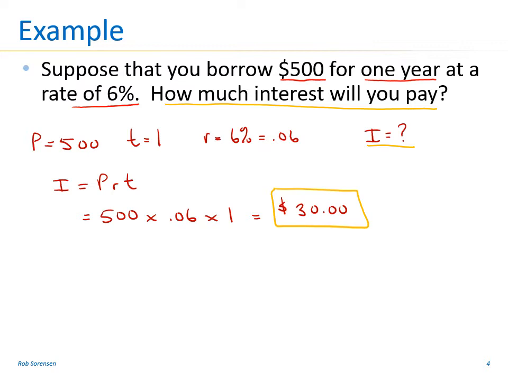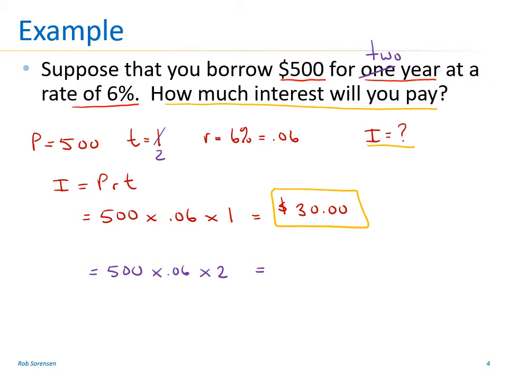By the way, what would happen if I made a small change to this question and I said instead of 1 year, let's do 2 years. So T becomes not 1, but 2. Will I get exactly double the interest if I go twice as long? Like, will it just be 60? Or will my interest earn interest? Will I end up with more as I go over time? Well, let's find out. I'm going to put in P, R, and update T to be 2.